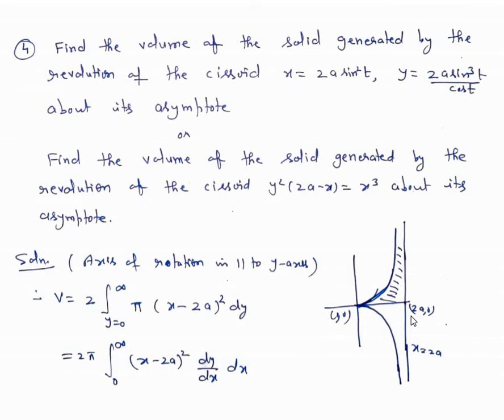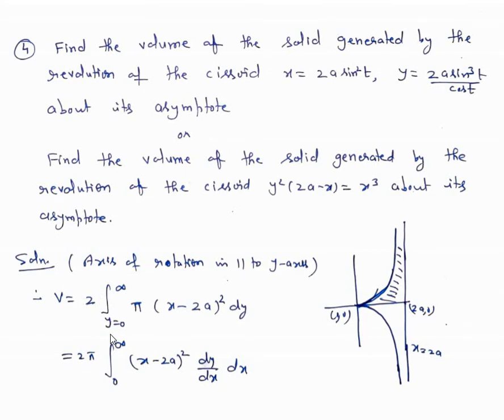So far we were discussing problems where the curve is revolved either about the x-axis or y-axis, but in this case the curve is being revolved about a line which is parallel to the y-axis. So in this case there is a slight change in the formula. If the axis of rotation is the y-axis, then we know the formula is π times x² dy, with limits for y. But if it is rotated about x = 2a, then the formula is π times (x − 2a)² dy, and the limits for y are from 0 to infinity, and because this curve is symmetric about the x-axis, we multiply it by 2.